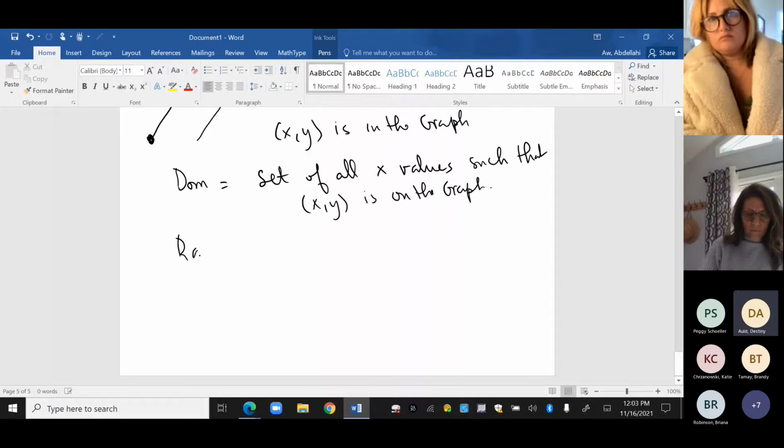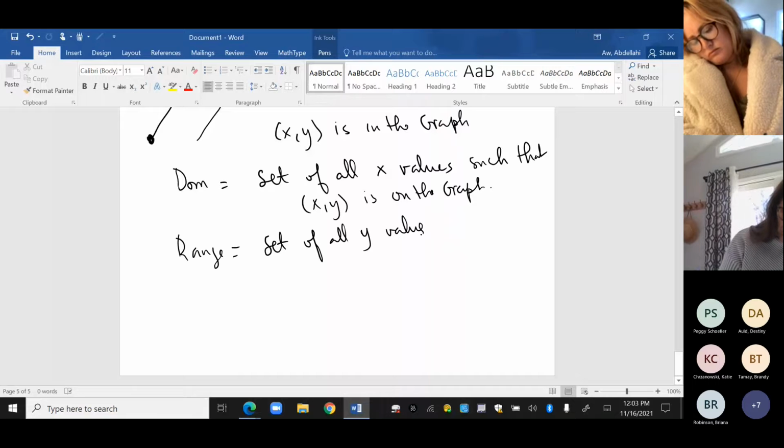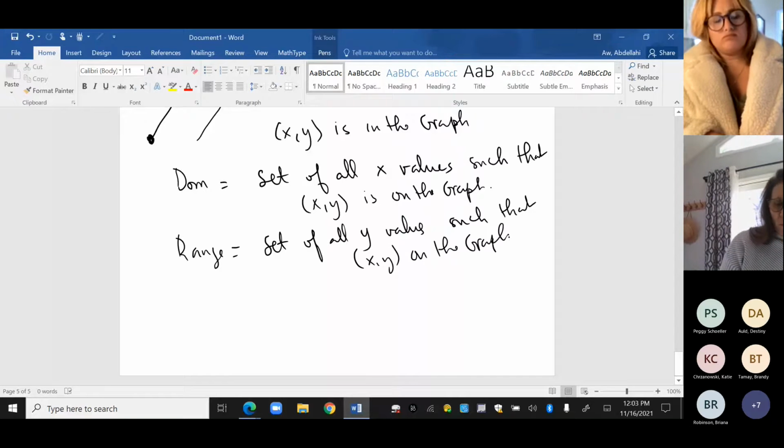The range is the set of all y values such that (x, y) is in the graph, right? So the domain has to be read on the x-axis. The range has to be read on the y-axis. The domain is on the x-axis, the range is on the y-axis.